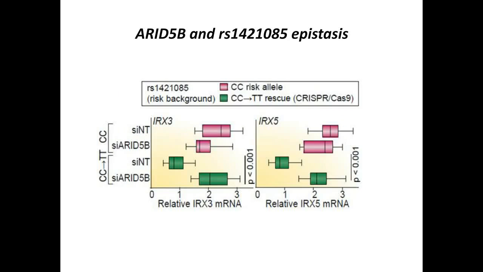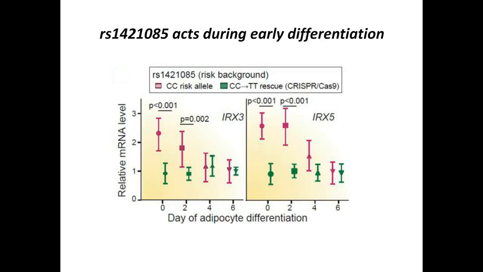We've also taken the specific nucleotide variant from the risk individuals and shown that by editing it, we're in fact able to reverse the gene expression, specifically when IRX5B is expressed, but not when IRX5B is knocked down, again showing causality at the nucleotide level. The last thing we found is that this variant is acting specifically in early adipocyte differentiation for both IRX3 and IRX5, but that the difference in expression goes away by day 4 or 6 of differentiation.